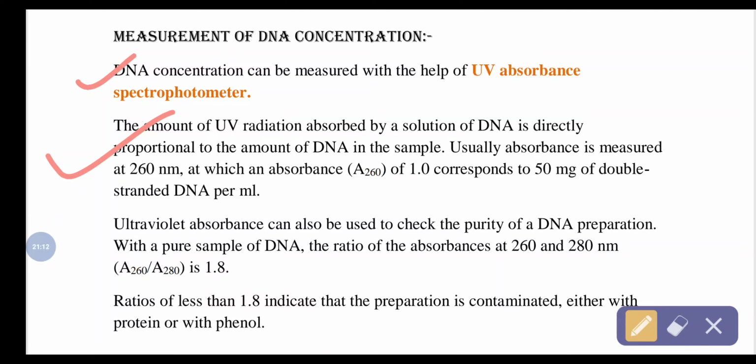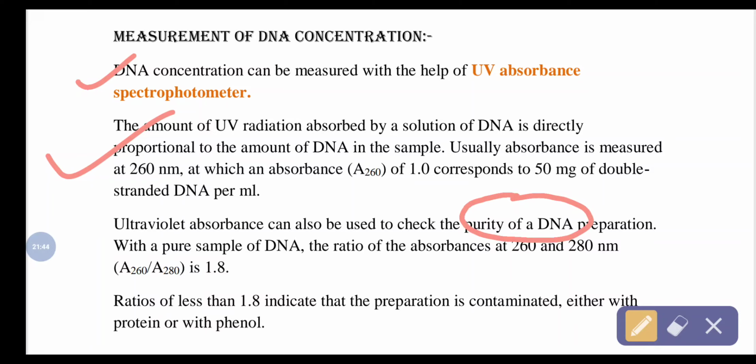Okay, so one absorbance unit tells you that there is around 50 milligram of double stranded DNA present per ml of the sample. So with the help of a UV spectrophotometer, you can detect the amount of DNA present in 1 ml of your sample. Then ultraviolet absorbance can also be used to check the purity of the DNA.